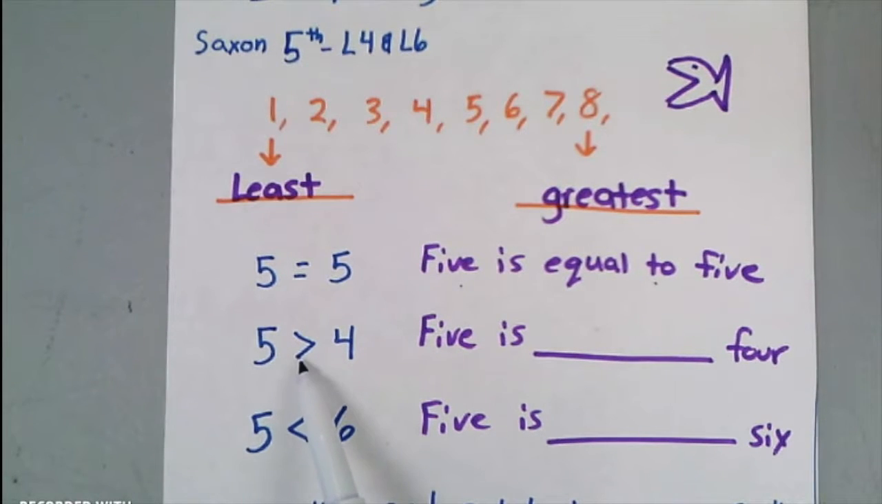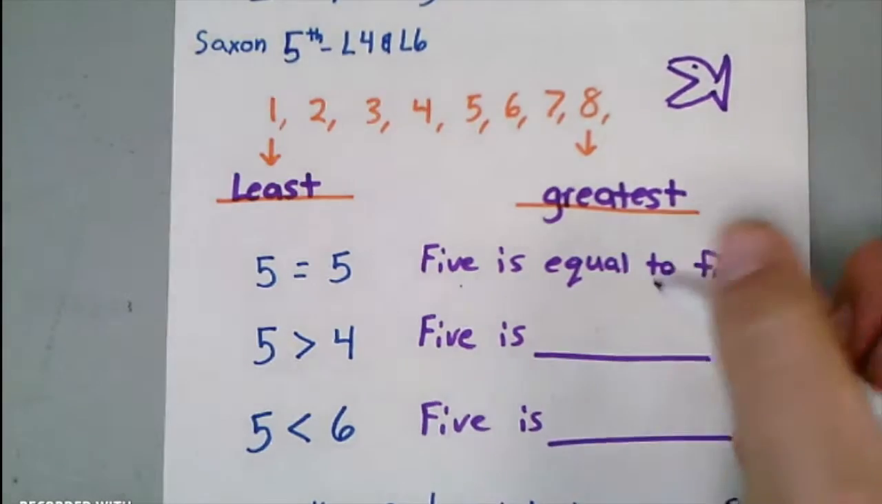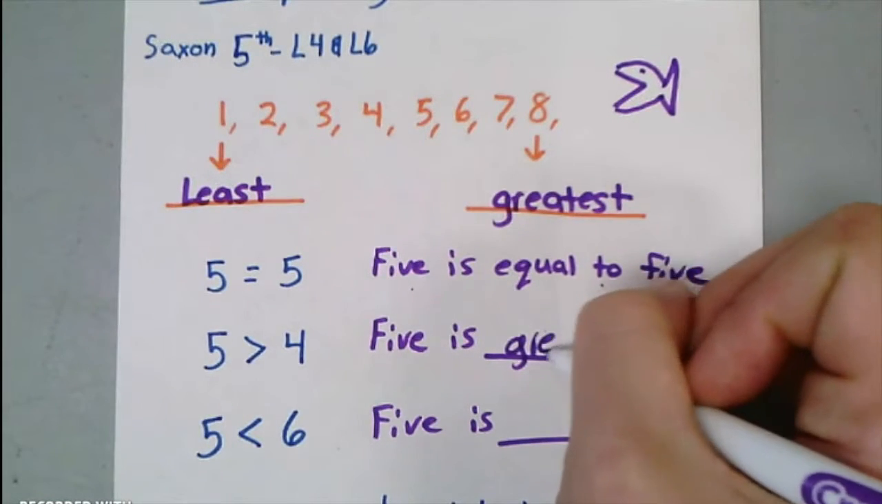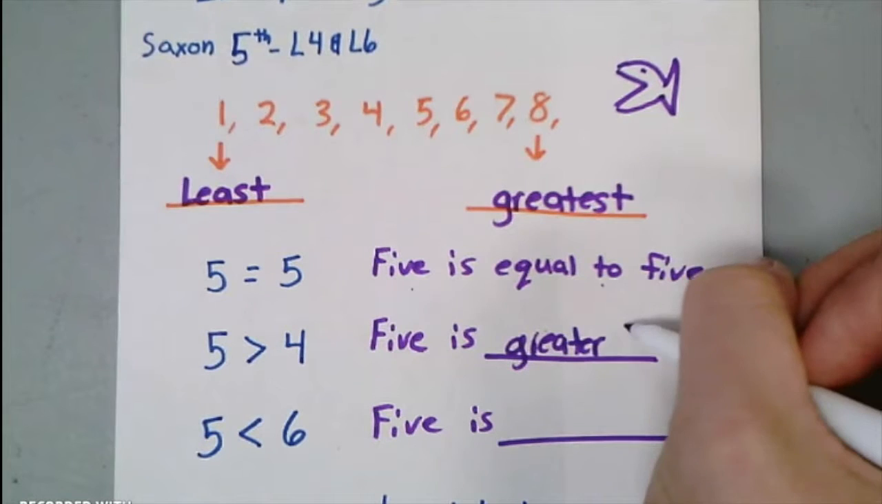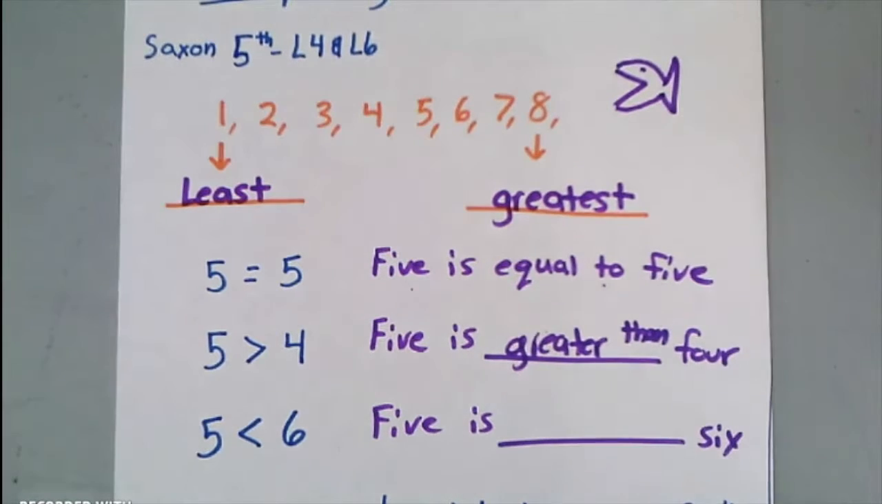5 is greater than 4 is how that's read. 5 is greater than 4. Want to take any guesses what this symbol means?